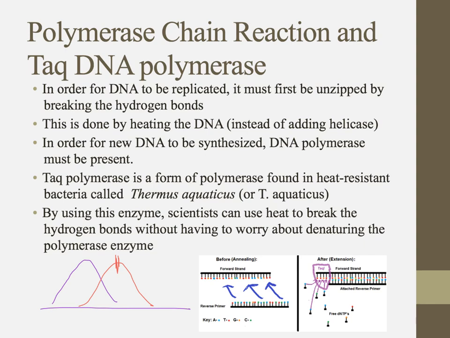We call it Taq from T. aquaticus. That's where we get that name from. And so it allows us to use a polymerase enzyme without having to worry about denaturing it. We need that heat to separate these two strands, but we also need an enzyme to help facilitate the building of the complementary strands. We were able to find the same enzyme with a different optimal temperature that works for our process. So kind of cool. Again, understand that you're never ever going to get away from enzymes in IB Bio.